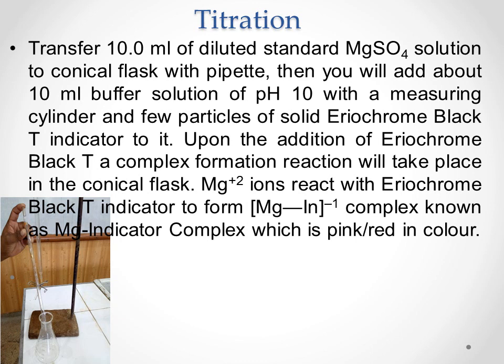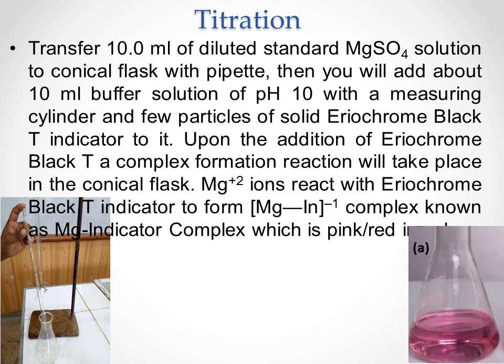Upon the addition of Eriochrome Black T, a complex formation reaction will take place in the conical flask. Eriochrome Black T indicator will form a complex with the magnesium ions that is pink or red in color, as you can see in the picture below.